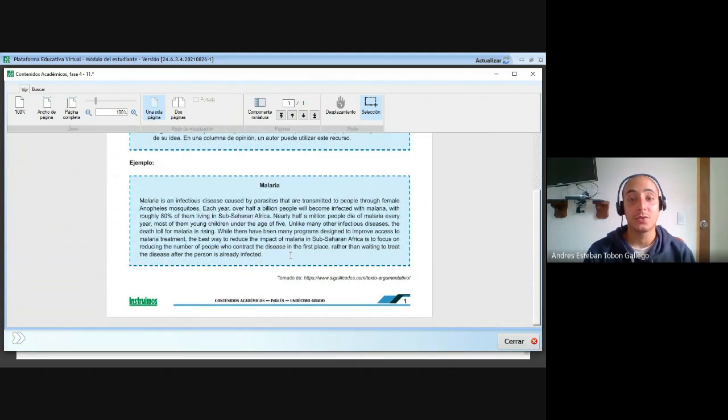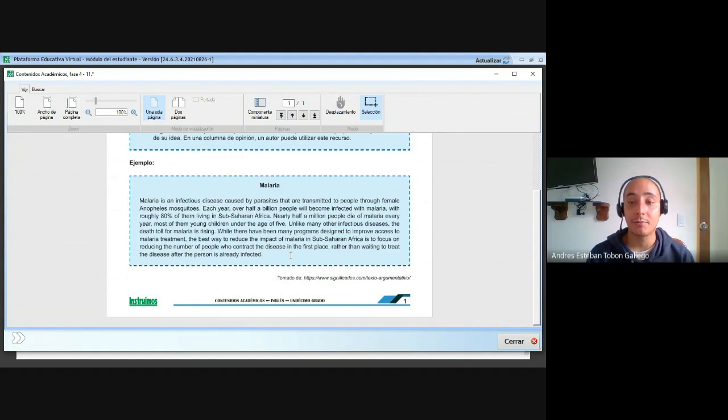Malaria is an infectious disease caused by parasites that are transmitted to people through female Anopheles mosquitoes. Each year, over 500 million people will become infected with malaria, with roughly 80% of them living in sub-Saharan Africa. Nearly 500,000 people die of malaria every year, most of them young children under the age of 5. Unlike many other infectious diseases, the death toll for malaria is rising.